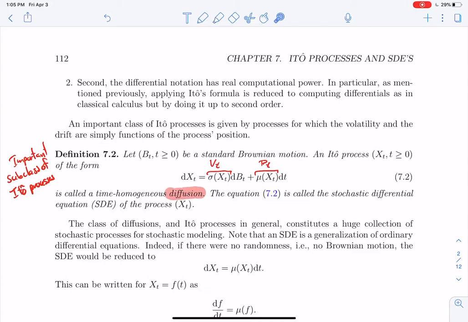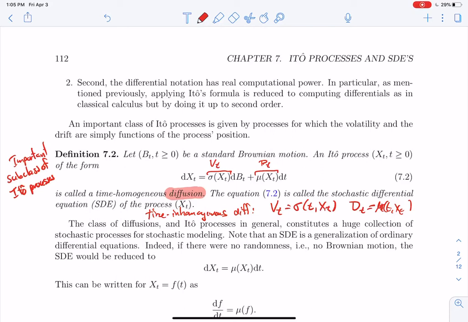We'll say it's time homogeneous because it only depends on the position, not on the time. If you were a time inhomogeneous diffusion, that means that V_t would be a function of time and position. And same thing with mu for the drift.